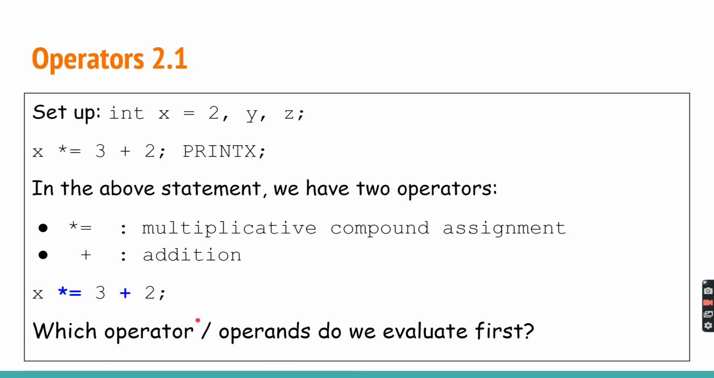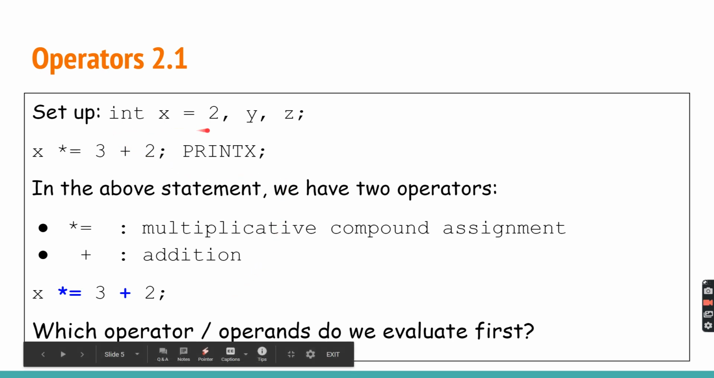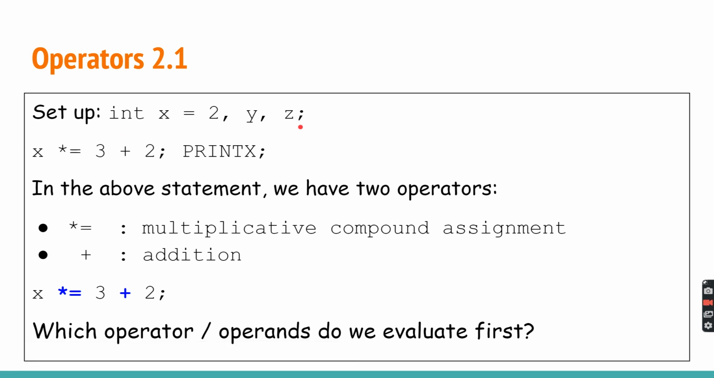So let's jump into operators 2.1. Before we jump into the actual expression, we have some setup here. We initialized the variable x to be 2, and we've declared integer variables y and z, which right now have no initialized values. So we have x multiply-assign, 3 plus 2 on the right hand side, followed by a call to the printx macro.